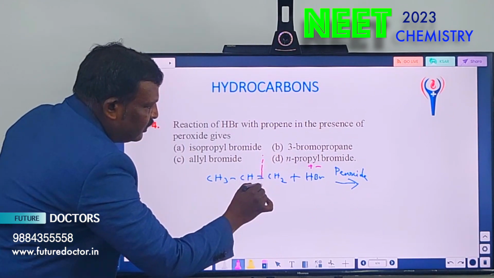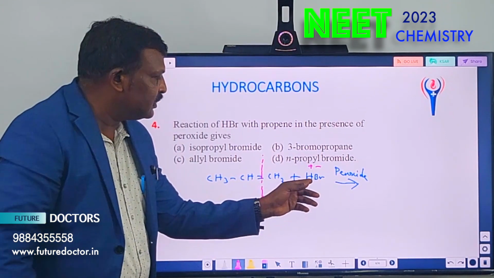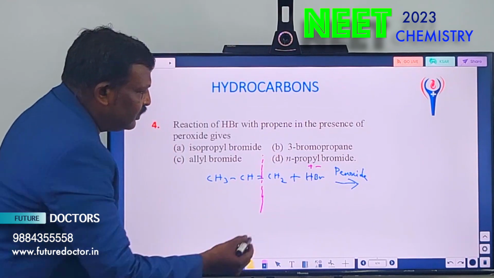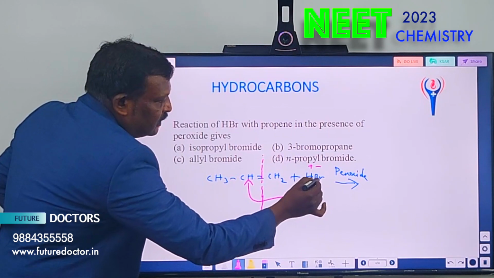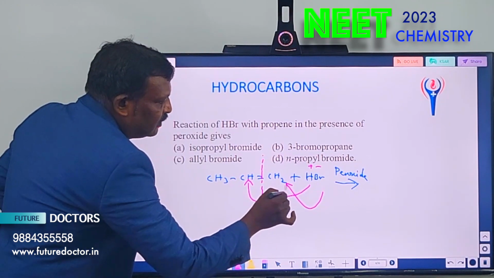Here also we have to break. Okay. So anti-Markovnikov rule means the negative part will not go there. Who will go? The positive part goes to the carbon atom which carries less number of hydrogens. Understood? Positive part goes here. Automatically the negative part goes to this side. No? Understood or not? Okay.